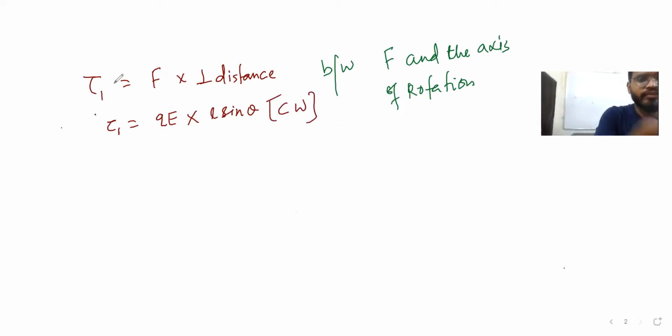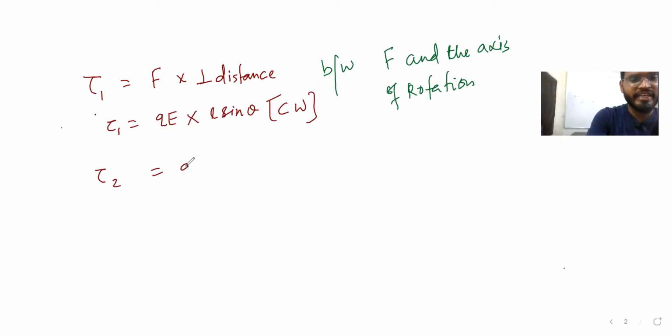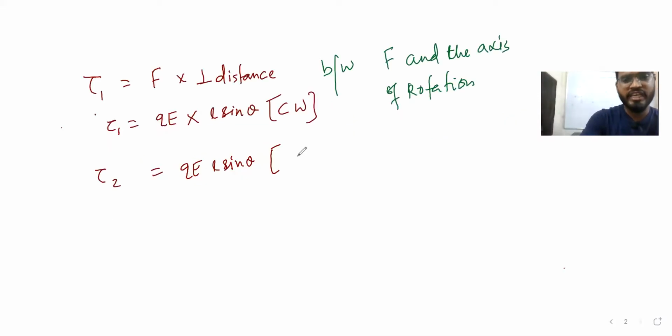Now torque 2, guys, if you will see, where is torque 2? Let's see, this charge, right? So again the same thing, the perpendicular distance is going to be this one, right? Again, if this is theta, this is also going to be theta. So this can be L sin theta, right? So again we can write here QE L sin theta, and again the direction, if you see, the torque will be in this direction, right? So again that is clockwise.